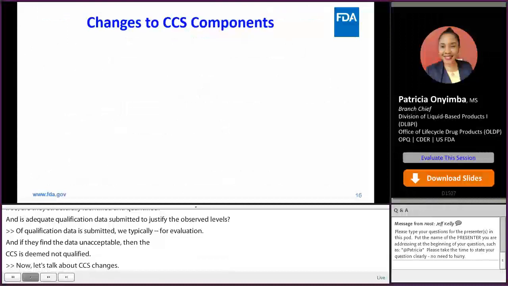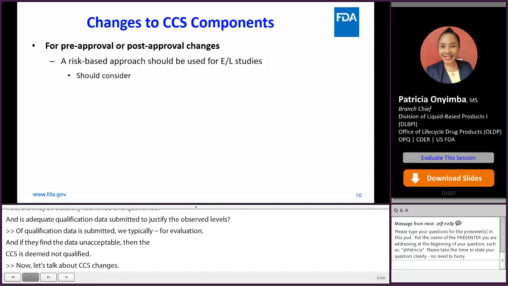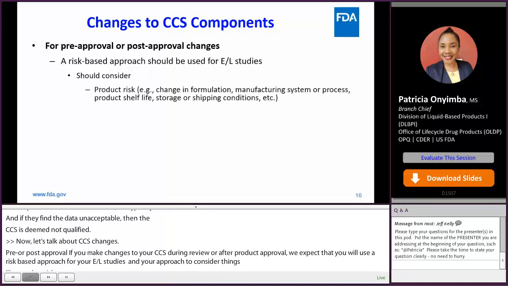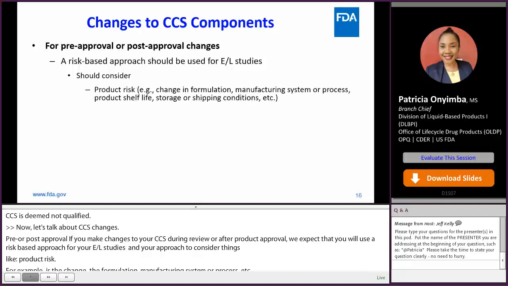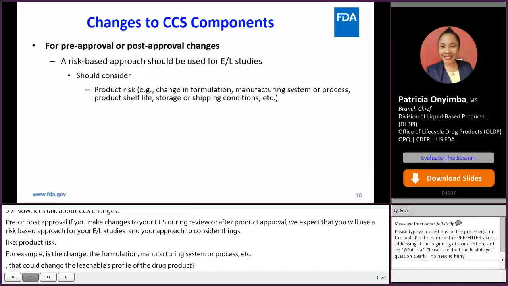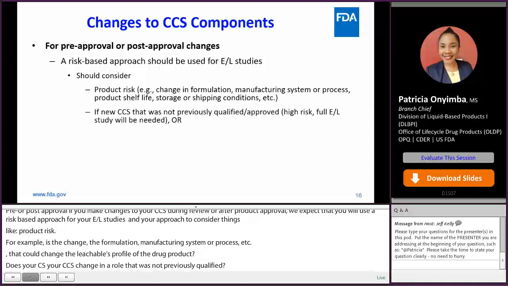So now let's talk about CCS changes, pre or post approval. If you make changes to your CCS during review or after product approval, we expect that you will use a risk-based approach for your EL studies, and your approach should consider things like product risk. For example, is there a change in formulation, manufacturing system or process, etc., that could change the leachables profile of the drug product? Does your CCS change involve a new CCS that was not previously qualified?